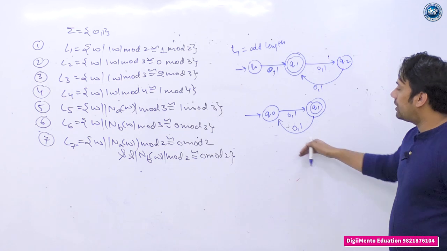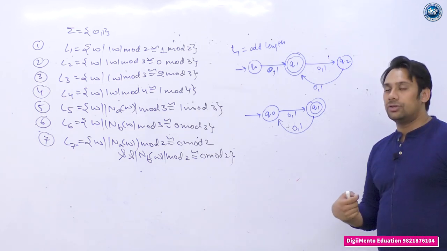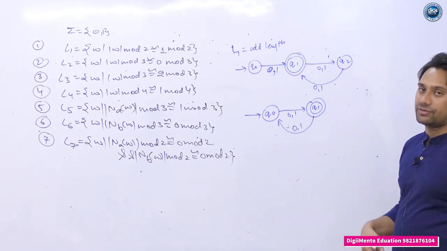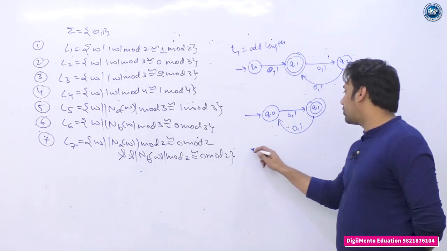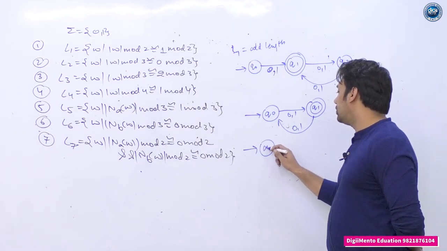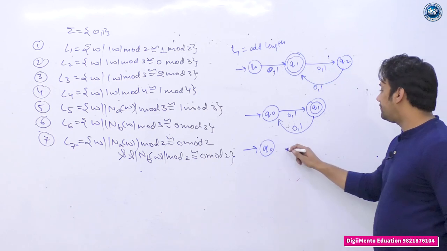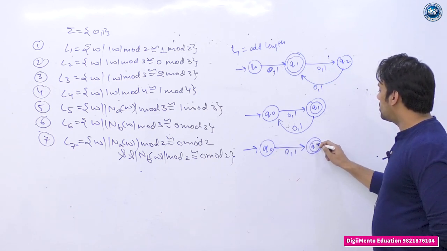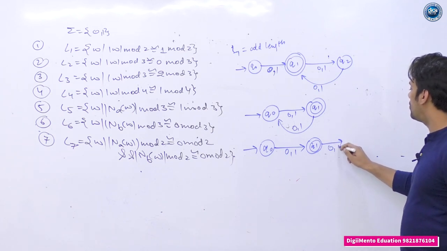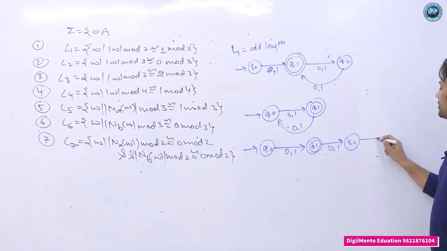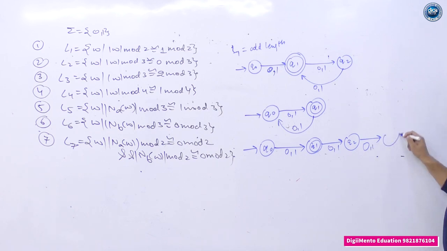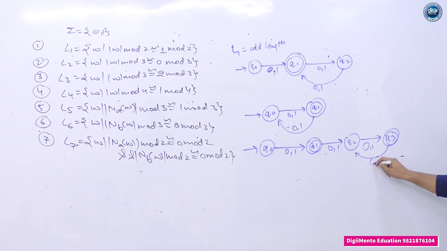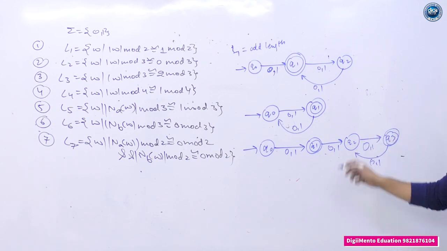In this way, you can also make a finite automata which is having 4 states. You can also make a finite automata which is having 5 states and so on, right? I can show you. This is string of length 0. This is string of length 1. This is string of length 2. This is string of length 3. And again, this is string of length 4. String of length 5, string of length 6, and so on.